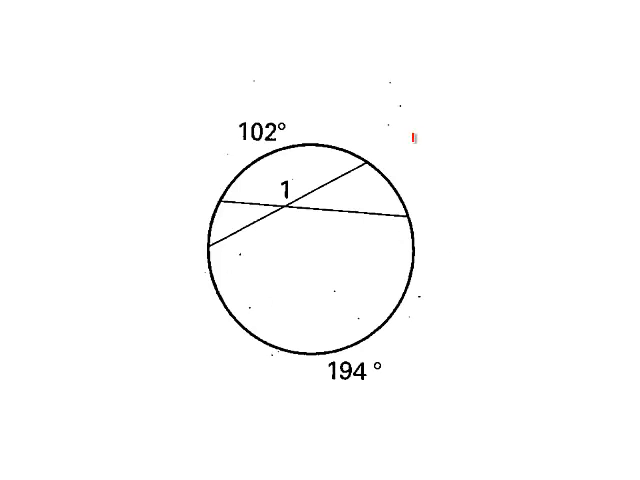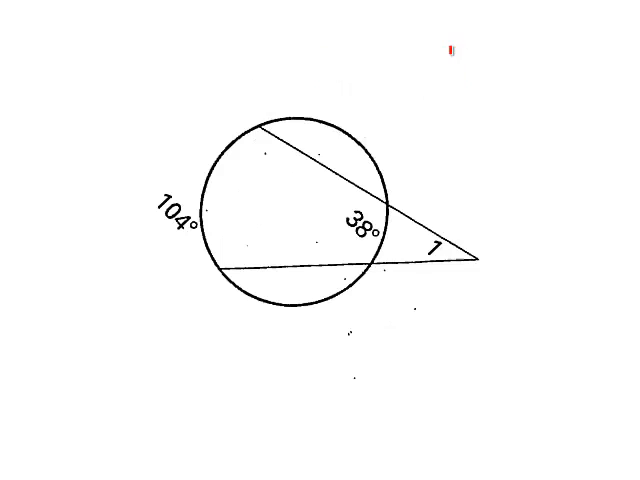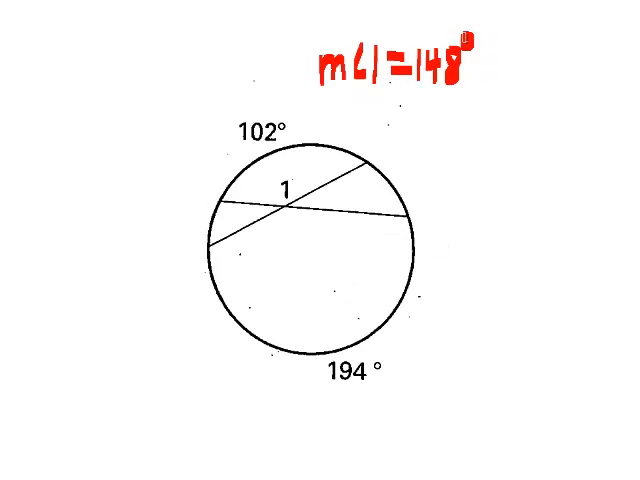Okay, so here are mixed examples. I'm not going to work through these, but I will give you the answer of each one. If you do them correctly, you should get the measure of angle 1 equals 148. If you do this one correctly, you should get the measure of angle 1 is 33 1/2 degrees.